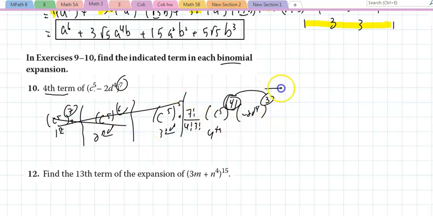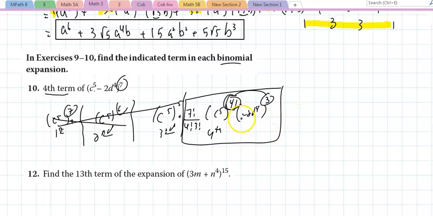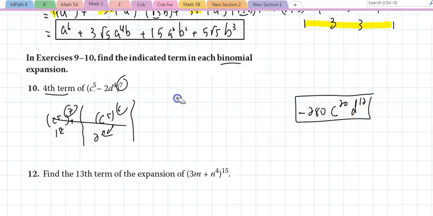And I could leave the answer like that if I don't have a calculator. And if I have a calculator, I could do this on a calculator. 7 choose 4 times negative 2 to the third. That's 8. I'm getting negative 280 because that's negative. Negative 280. C to the 20th power, D to the 12th. That's the fourth term on the list. Do keep in mind, I always want a single term.